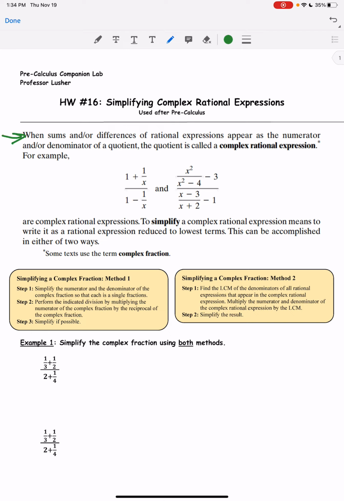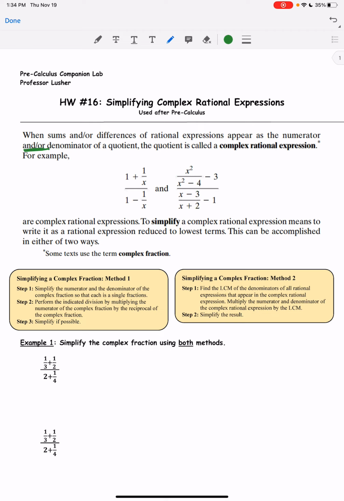So what that is: when sums and/or differences of rational expressions appear as the numerator and/or denominator of a quotient, the quotient is called a complex rational expression. So for example, this one and this one. Basically, when you have a fraction and a fraction. So notice that you have your main fraction here. Here's the numerator, here's the denominator. But within the numerator, you have another fraction. Within the denominator, you have another fraction. Same thing here, you have a fraction and a fraction all within a fraction.